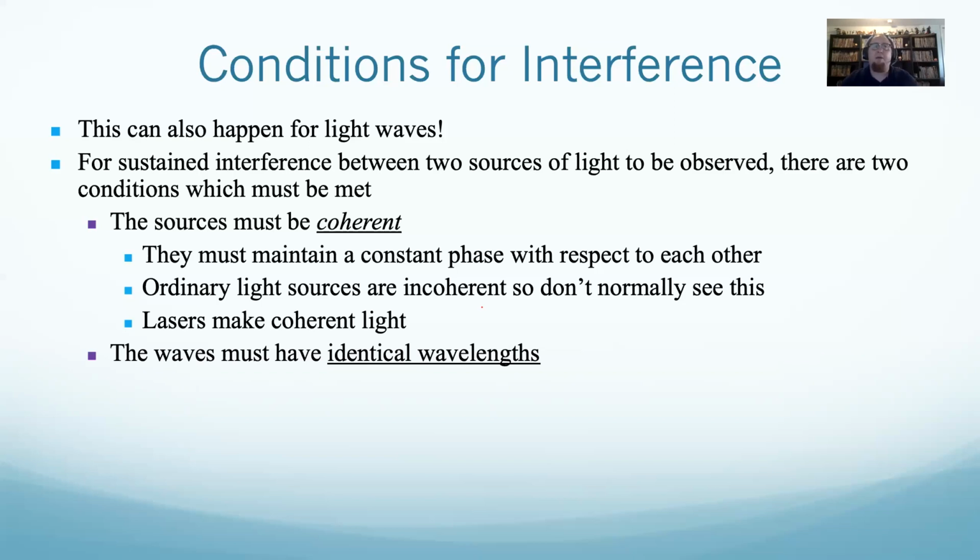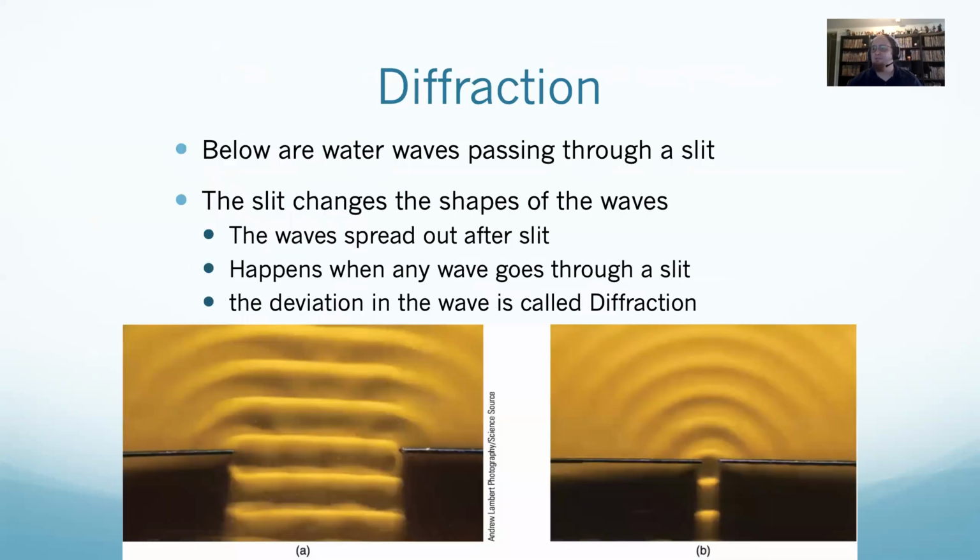So let's talk about how diffraction is going to go. Let's just look at this picture. This is someone taking water waves and shooting them through a barrier, through a slit. And as these water waves pass through the slit, what you can see is that instead of just being a nice straight line of waves going through, they spread out and separate after they pass through. This is called diffraction. Anytime a wave goes through a slit that narrows it, it'll then spread out after the slit.